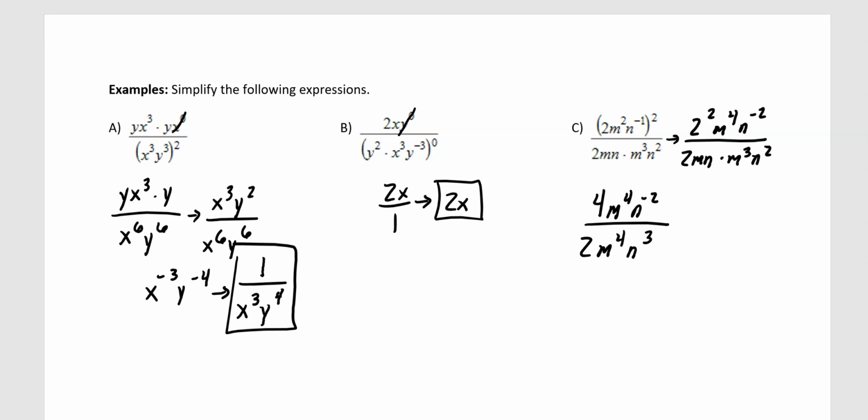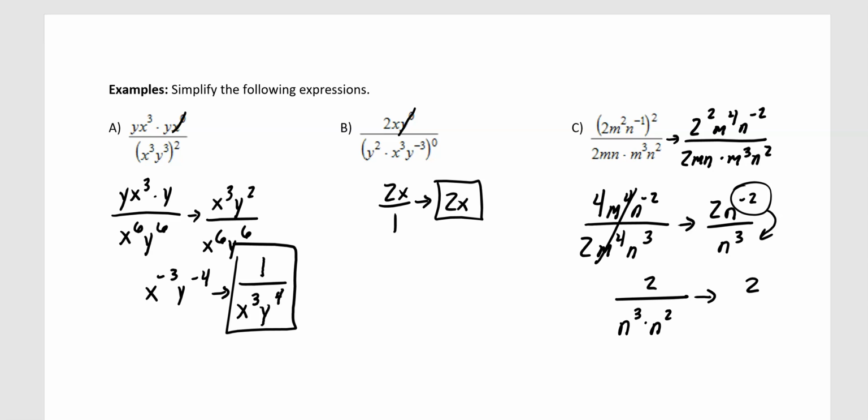All right, well, m to the fourth divided by m to the fourth, that can divide out. And 4 divided by 2 is just 2, so I'd have 2 n to the negative second over n to the third. I need to move this negative exponent, right? It needs to go down into my denominator. So I would have 2 over n to the third times n squared. Combine my like terms, so 2 over n to the fifth. And there we go. That's how we can use the properties of exponents to simplify these expressions.